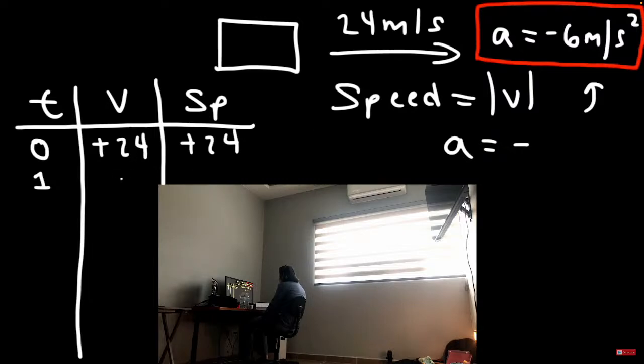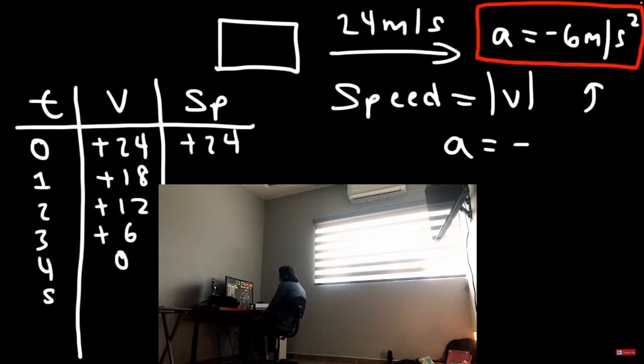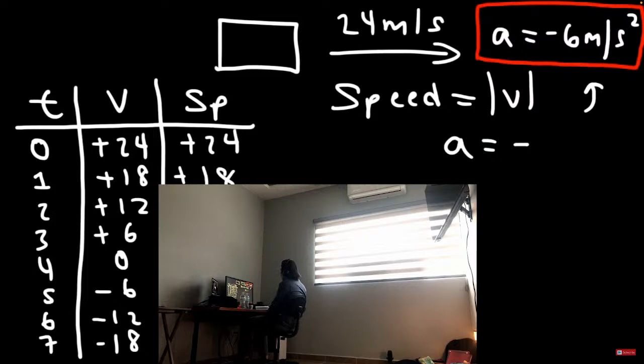So 24 minus 6 is 18. 2 seconds later, it will be 12. 3 seconds later, it's going to be 6. 4 seconds later, it's 0. 5 seconds later, it's negative 6. And so forth. Now, speed is always positive. It's the absolute value of velocity. So here the speed is positive 18, positive 12, positive 6, 0, positive 6, positive 12, and so forth.